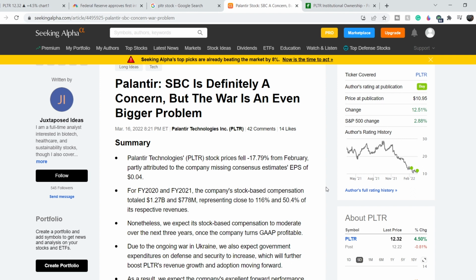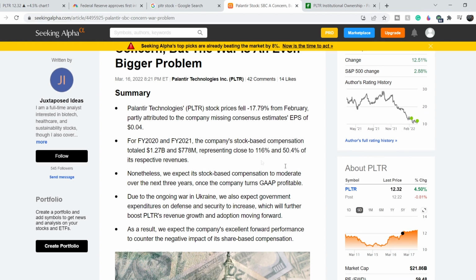It was also published on March 16th, and it says: Palantir, stock-based compensation is definitely a concern, but the war is an even bigger problem. And the summary is: Palantir Technologies stock price fell 17.79% from February, partially attributed to the company missing consensus estimates of earnings per share by 4 cents.